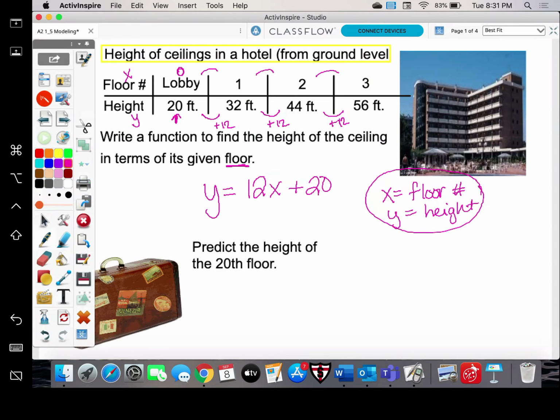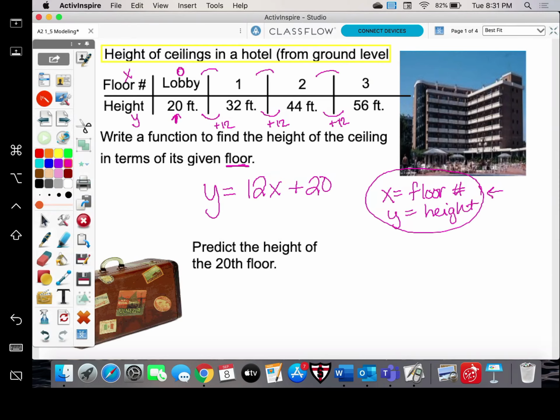Okay, and it is important to tell people what variables you are using and what they represent, because somebody else in class might not have wanted to use x and y like I did. They might use something else, and I need to know what they represent. So start by defining your variables somewhere in your problem so I can see what it is you're talking about at any given time. Okay?